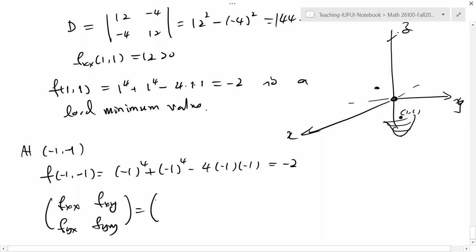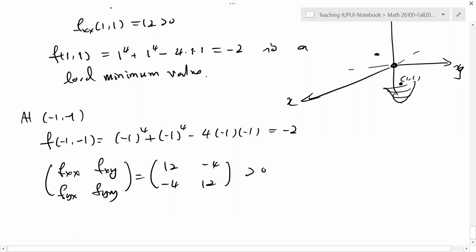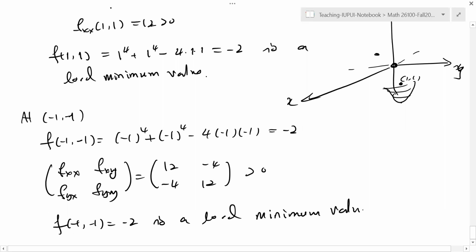Okay, the matrix. Where's the value? The matrix here is 12x squared, so it's 12, -4, -4, 12y squared. So it's still positive definite. Okay, that means I don't repeat the computation. So f(-1, ...), which is -2, is a local minimum value.